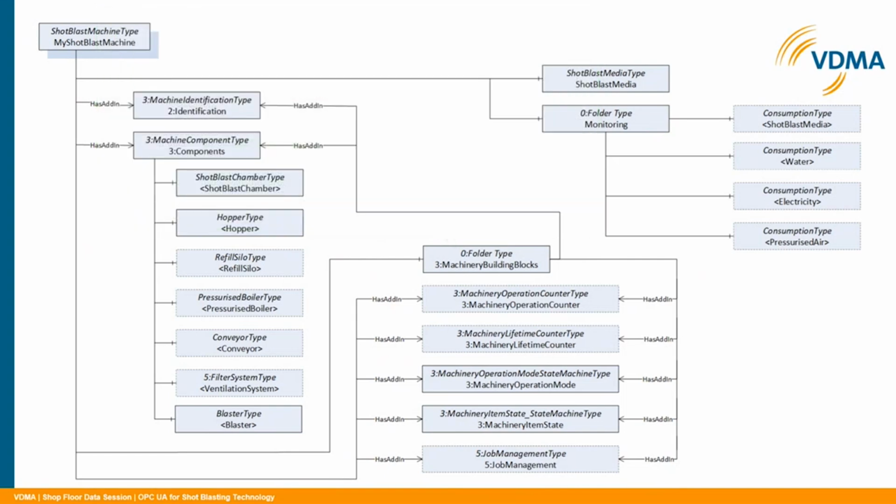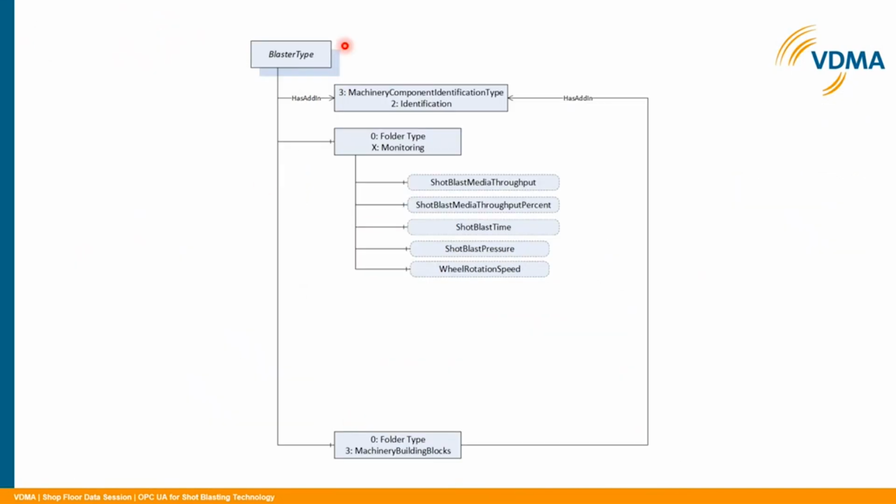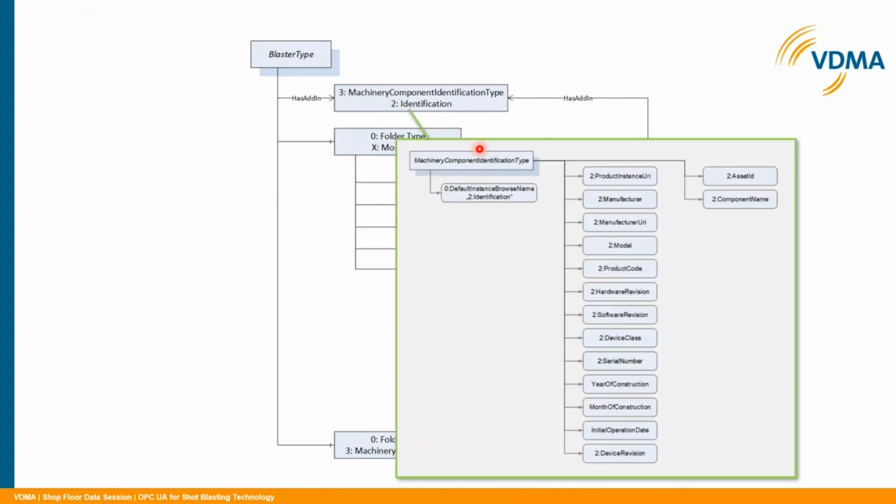So here you see the information model that we designed in our working group for shot blasting machines. And this is everything you find in the shot blast machine type. As I promised you, we also have a look into a component, in this case the blaster type. So the blaster type looks like this. We have the machinery component identification type, so another machinery building block here.